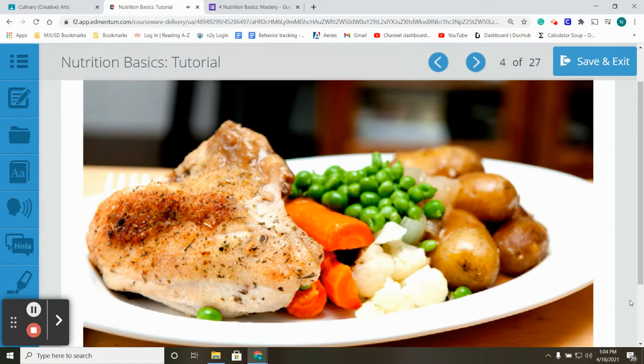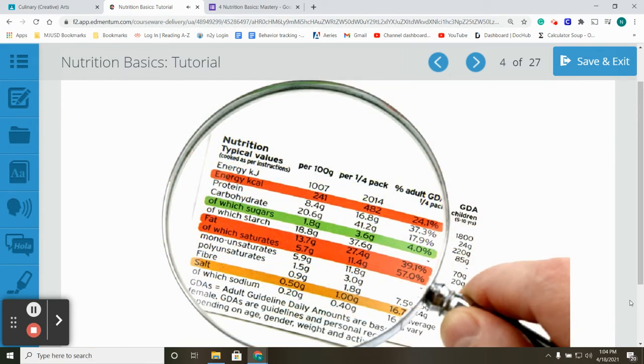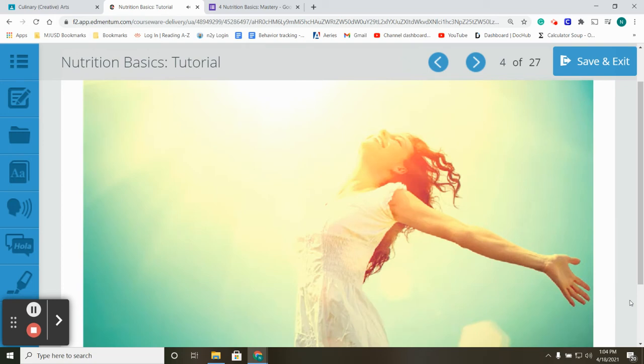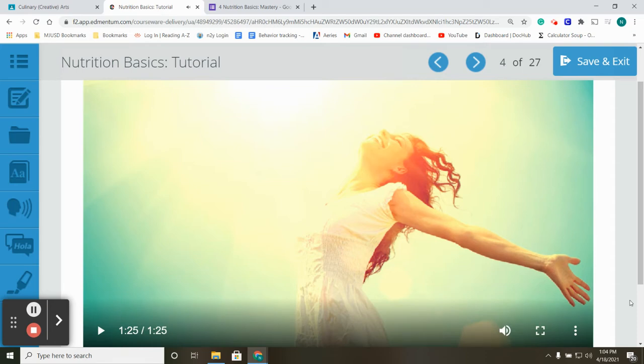Our bodies need macronutrients and micronutrients. Macronutrients provide energy, whereas micronutrients help the body systems function properly. Eating a nutrient-rich diet from a young age will lead to a healthier lifestyle.